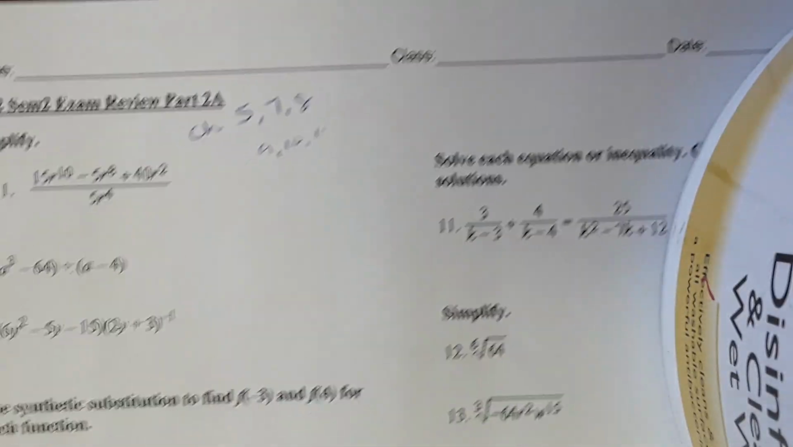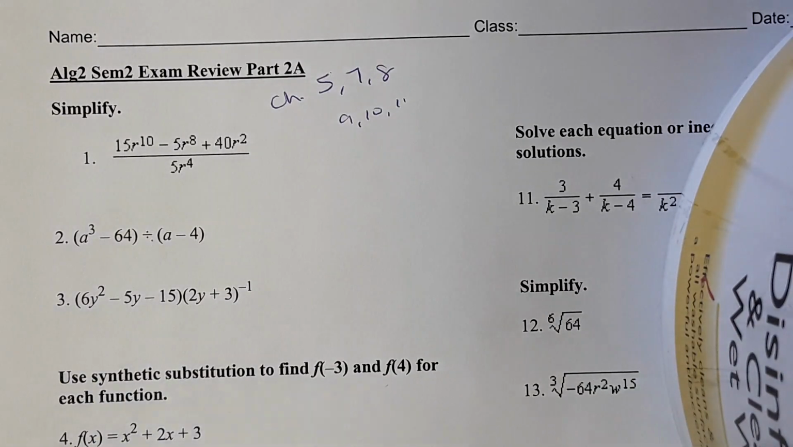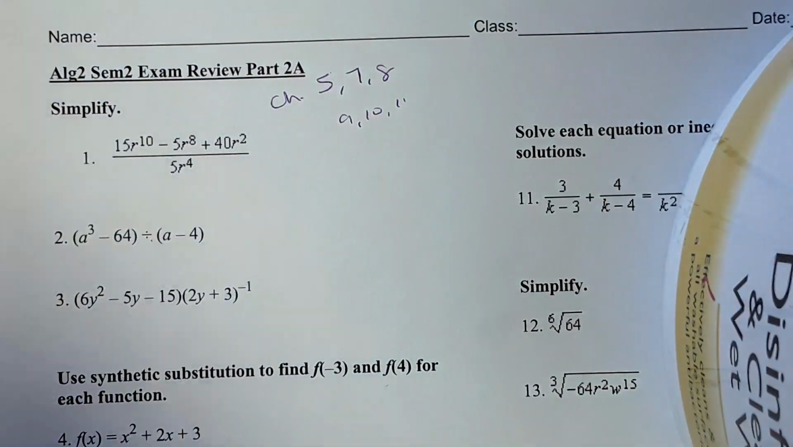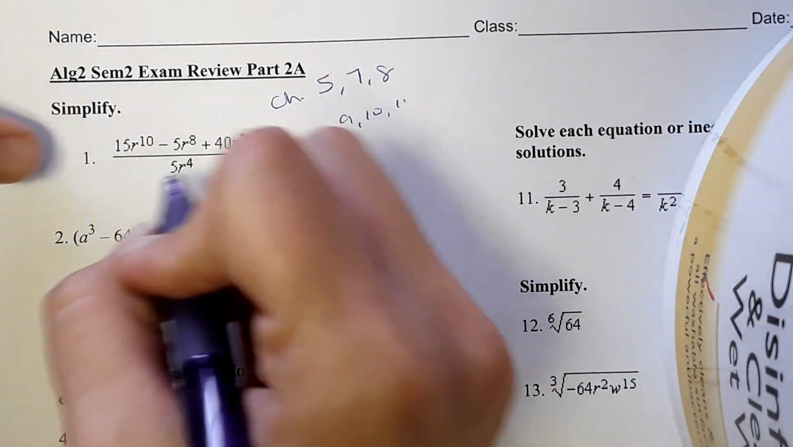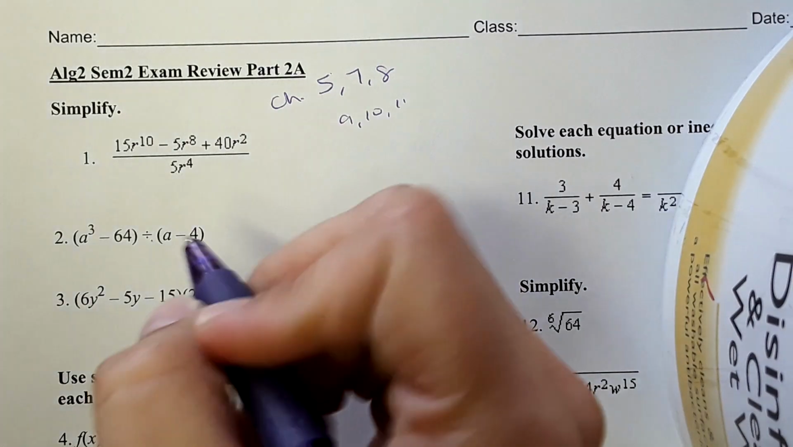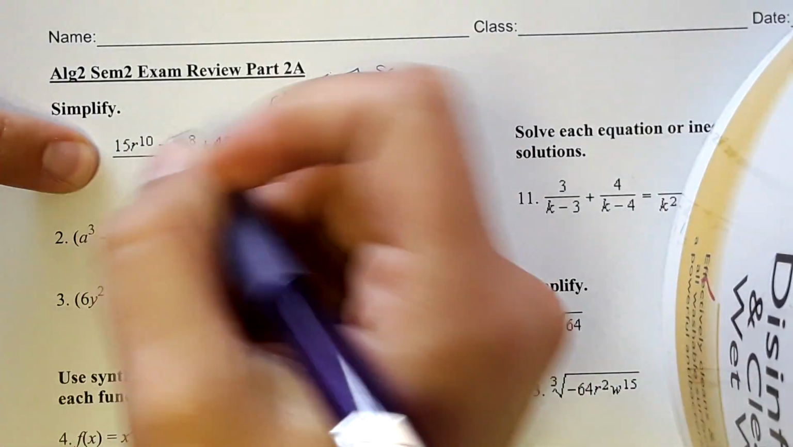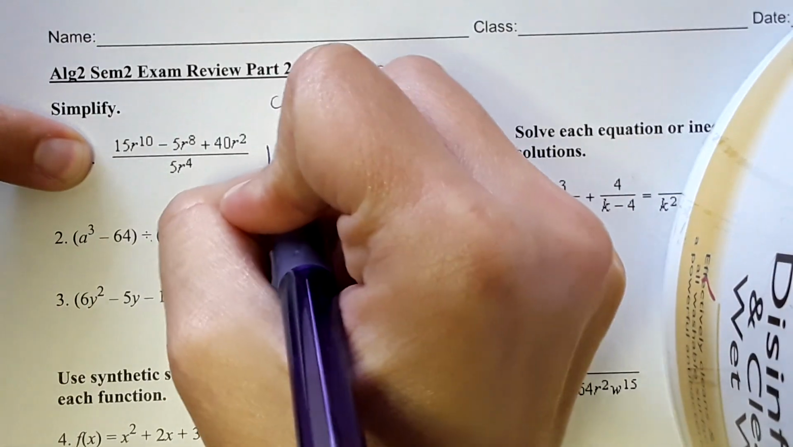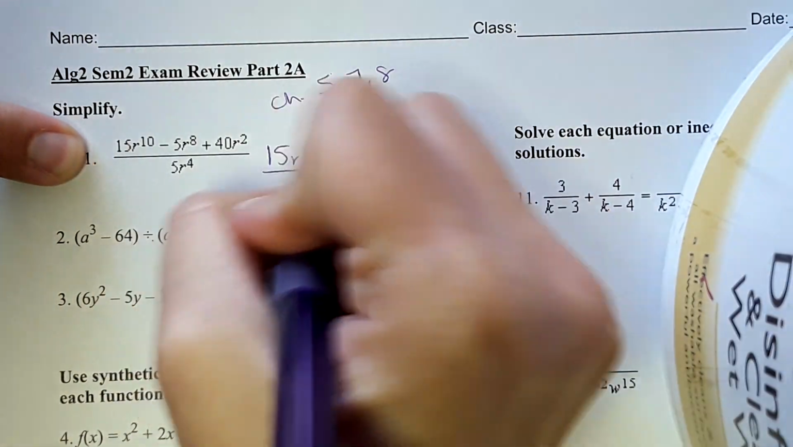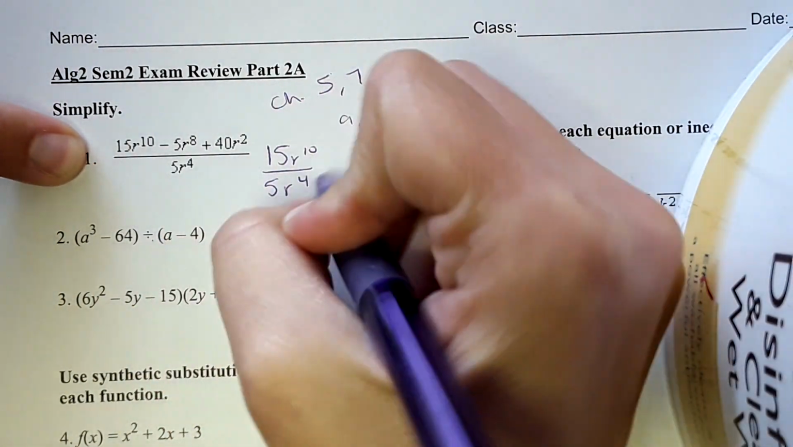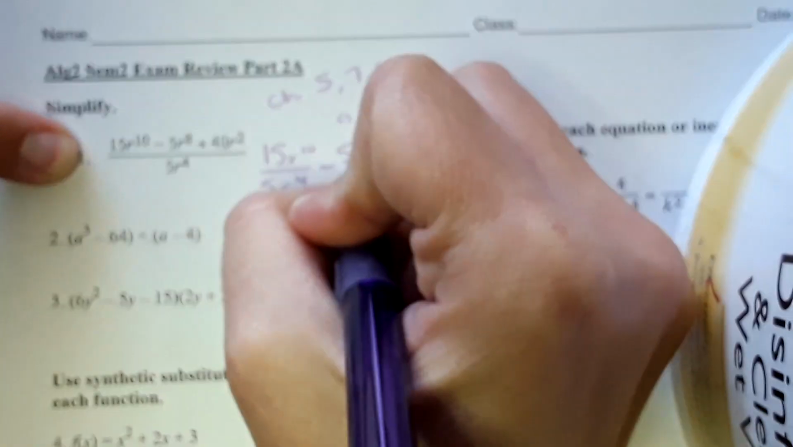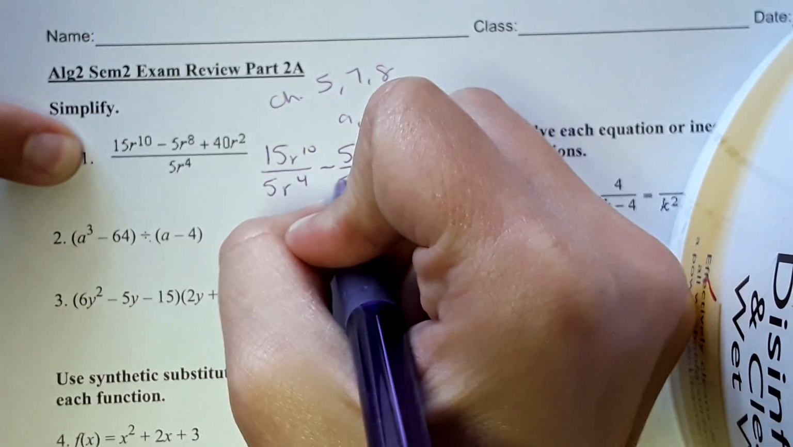Okay, so number one, we're dividing polynomials. The easiest way to do this, and there's usually various ways for all of these problems, is to break it up by each term. I'm going to divide by 5r to the 4th power. So it'll be broken up like this: 5r to the 10th power over 5r to the 4th, minus 5r to the 8th over 5r to the 4th.